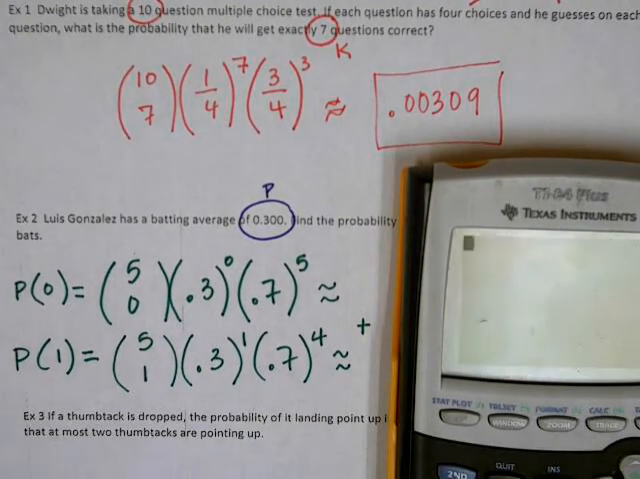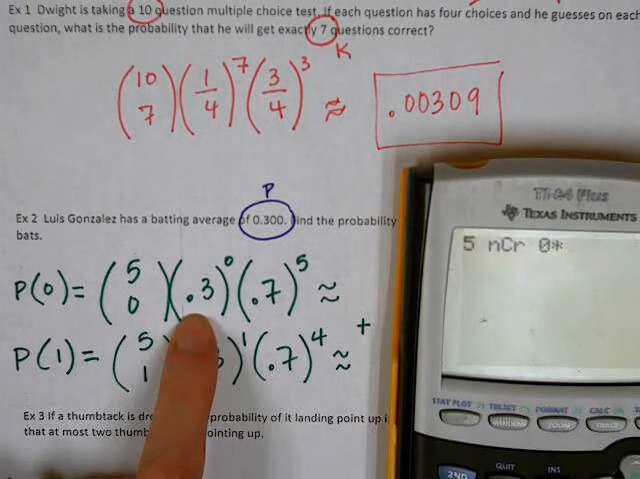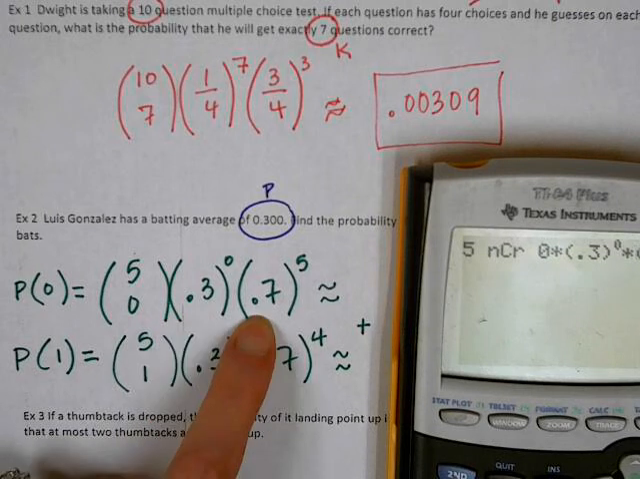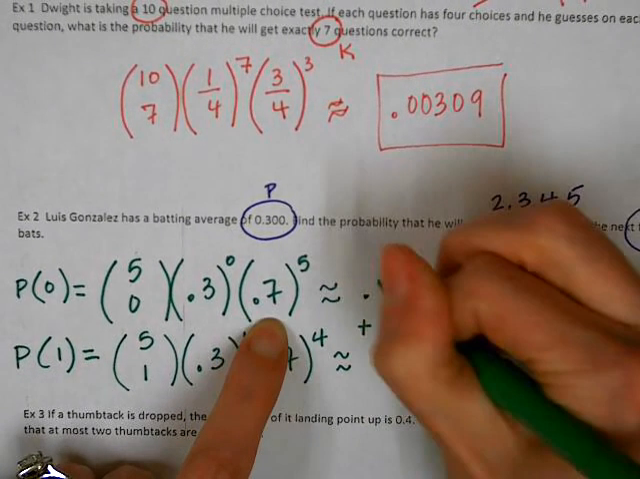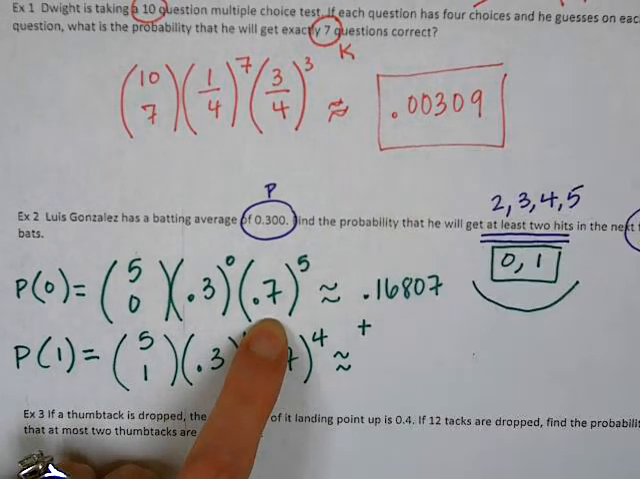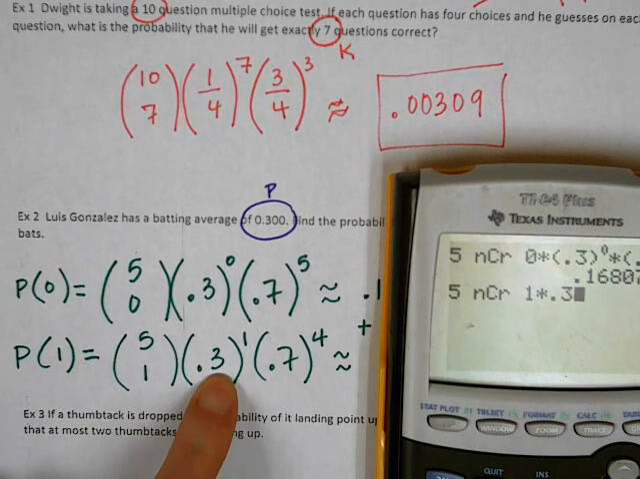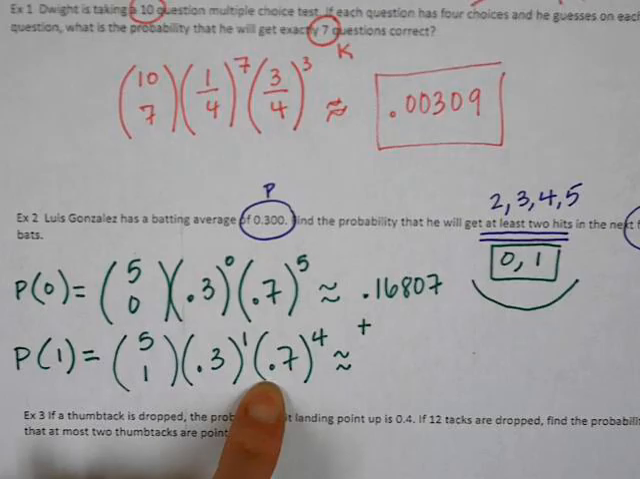All right, so we got 5 choose 0 times 0.3 to the 0 times 0.7 to the 5th. That one's about 0.16807. And then we're going to add it to this one, 5 choose 1 times 0.3 to the 1 times 0.7 to the 4th. And that's 0.36015.